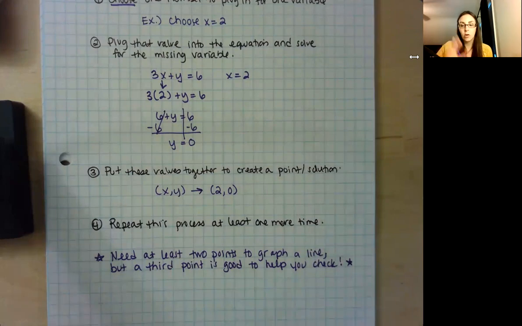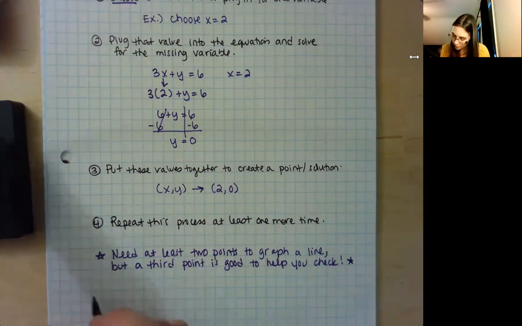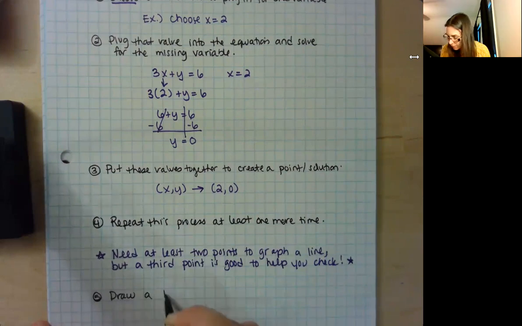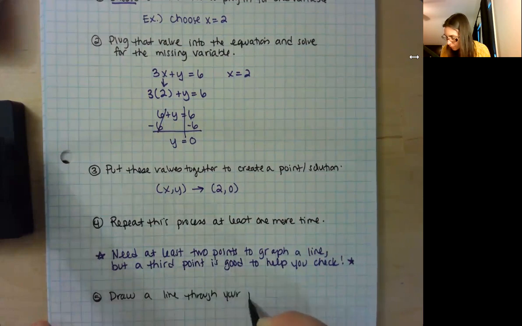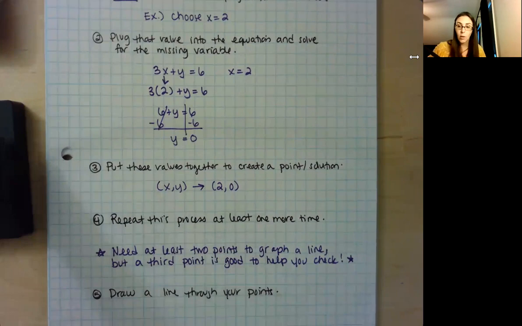Now, I will say that when you're graphing in a program like MyMathLab or online, they may not let you insert that third point. They may just require you to do 2 points, which is fine. But then you can visually check your third point instead of graphing it as well. And then what you're going to do is draw a line through your points, and you're done. So that's how you're going to graph.